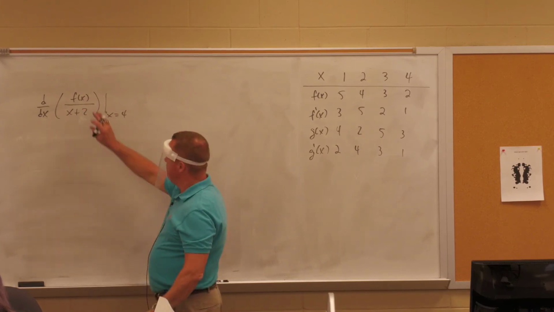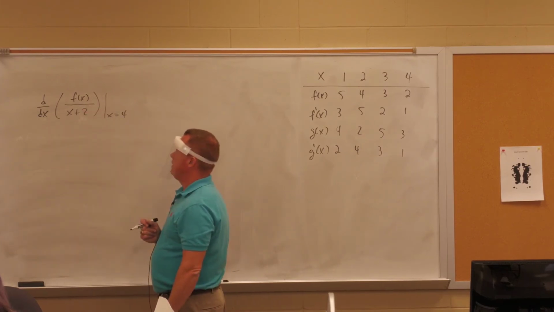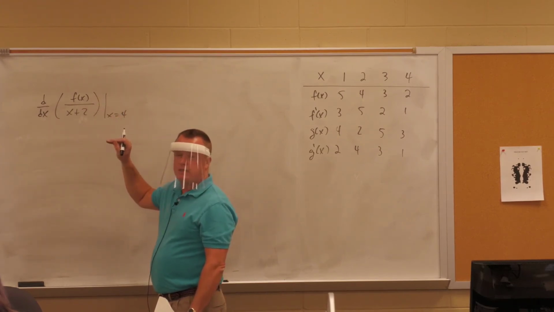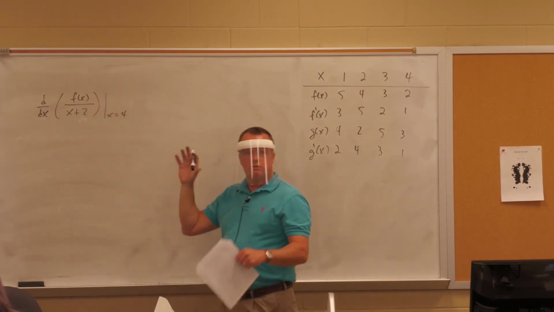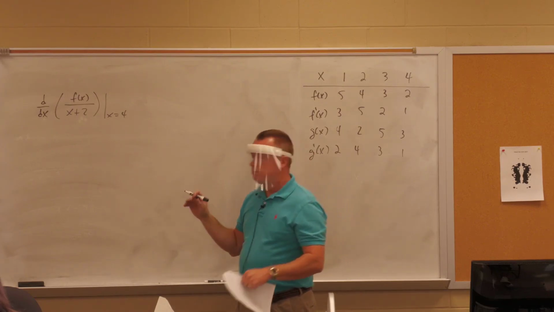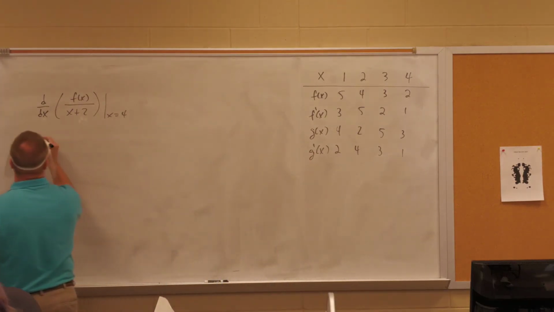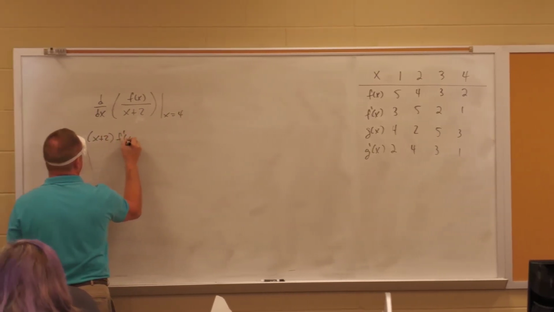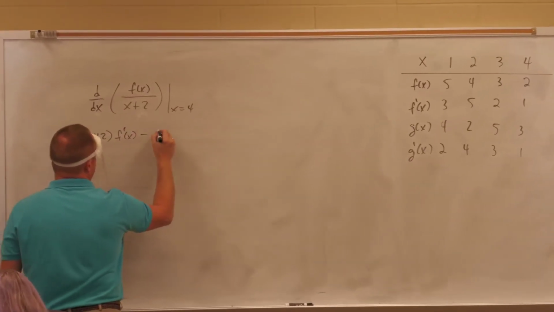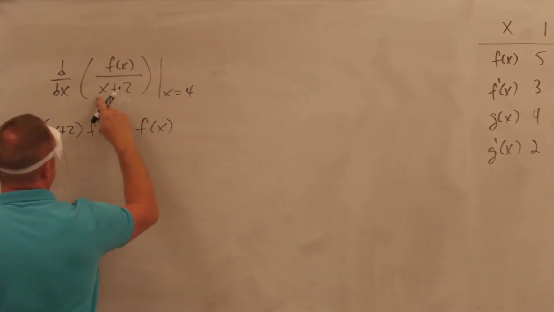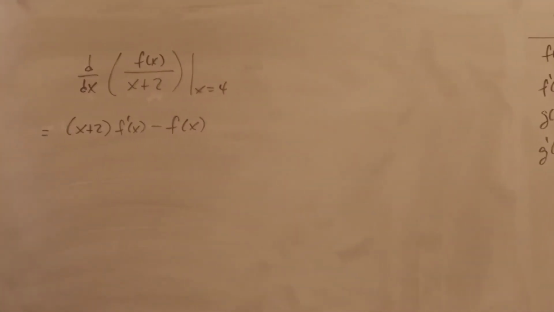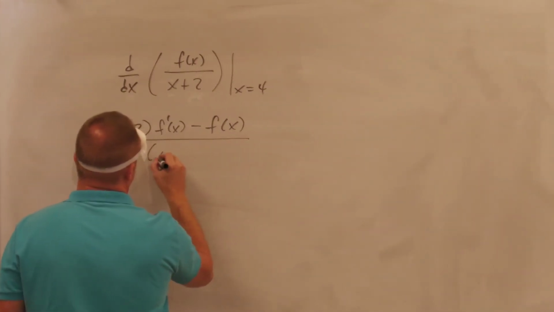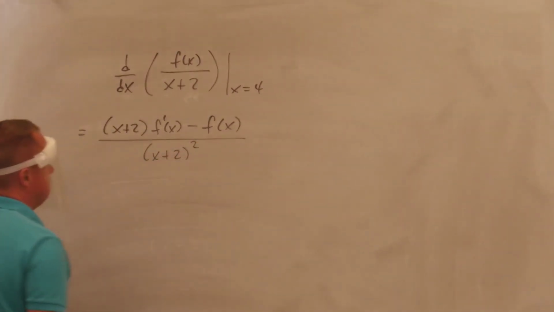So if I take the derivative of that, I have a quotient. I got a function of x on the top, function of x on the bottom, so I have to use quotient rule, right? So this is equal to the bottom times derivative of the top minus the top times derivative of the bottom. Derivative of x plus 2 is just 1. So I'm going to write it over the bottom squared. Okay?